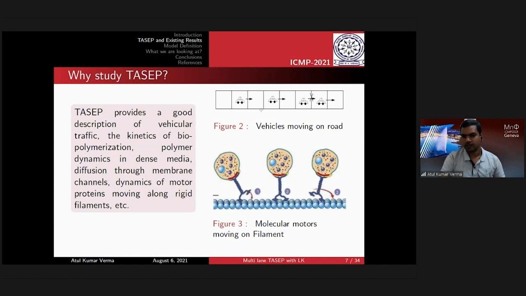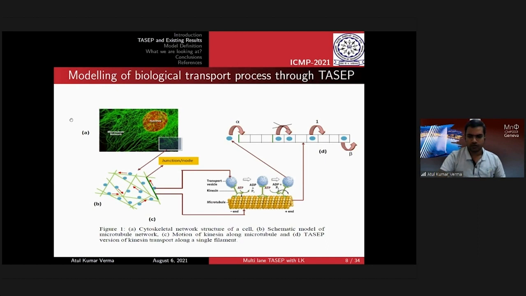Here also we have a discrete lattice and particles are moving. Similarly, here we have a road and cars are moving. And this is a biological example, where this is a microtubule, a biological path, and there are kinesins moving from minus to plus. My study, which I am going to discuss today, is based upon this problem.